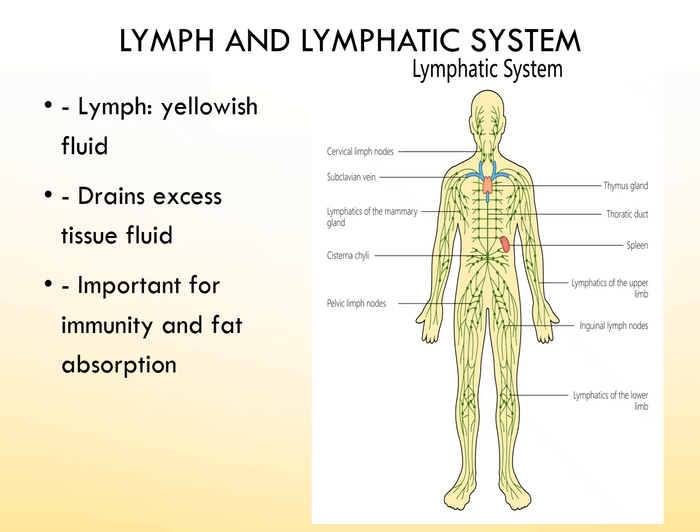Then you have lymph and the lymphatic system. So what is lymph before we begin? Lymph is a yellow colored fluid which drains from the blood vessels into the tissue fluids. And now let us understand this.